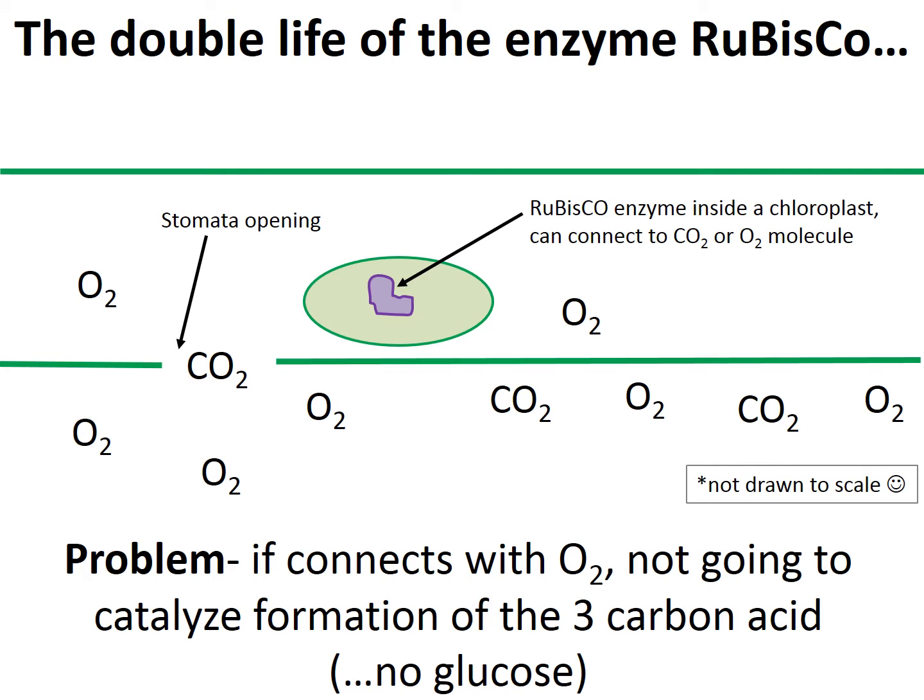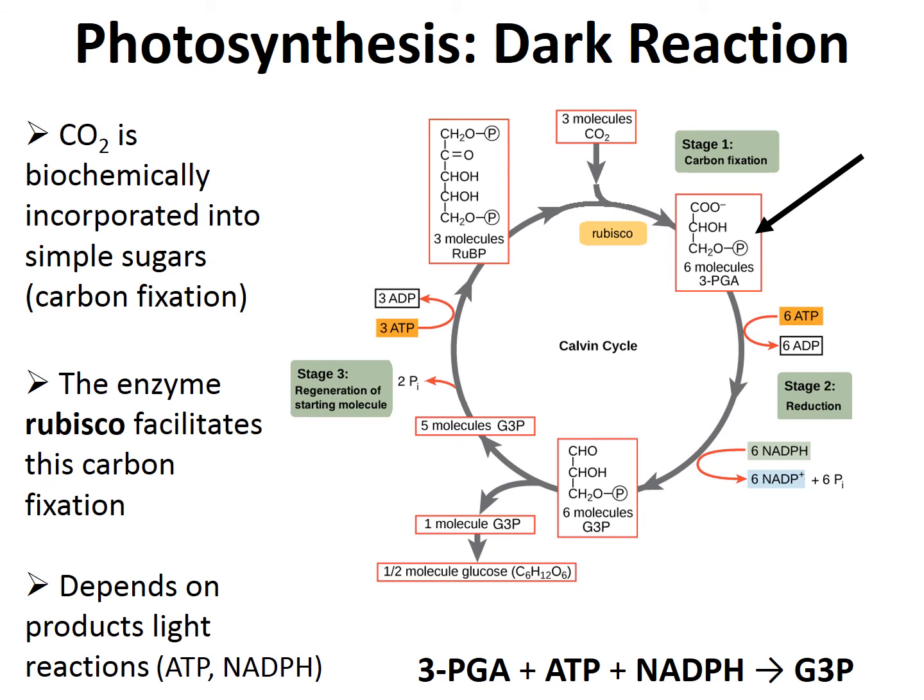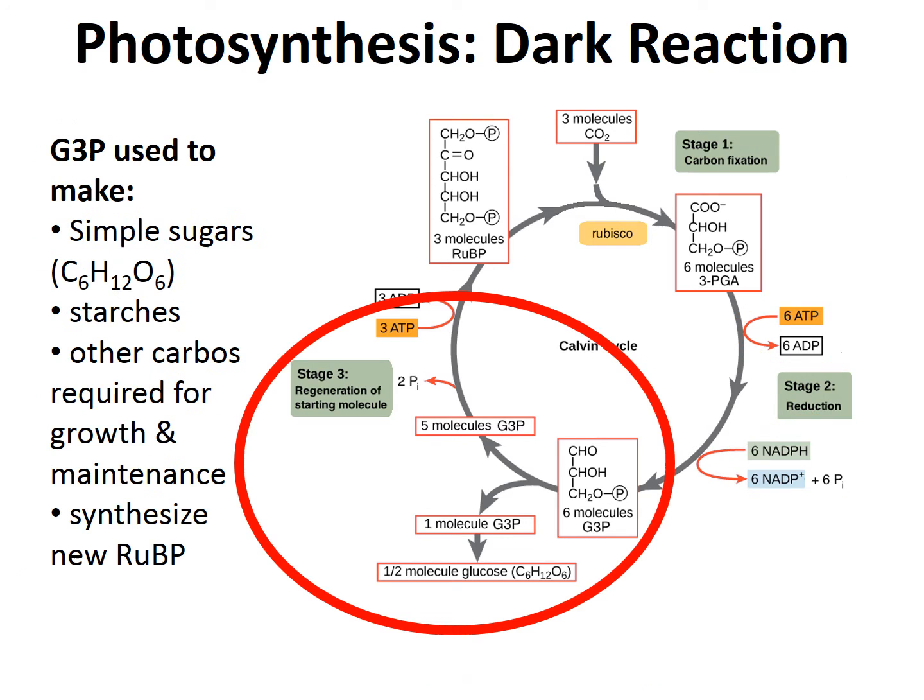However, it is a challenge, not a roadblock. For the majority of plants on the planet, it works. And Rubisco has connected with CO2 and formed this 3-carbon acid. The next steps are highly dependent on that light reaction, using ATP and NADPH produced from that light reaction to form a 3-carbon sugar. This 3-carbon sugar, G3P, is then used to make glucose or potentially starches or other carbohydrates required for growth and maintenance.